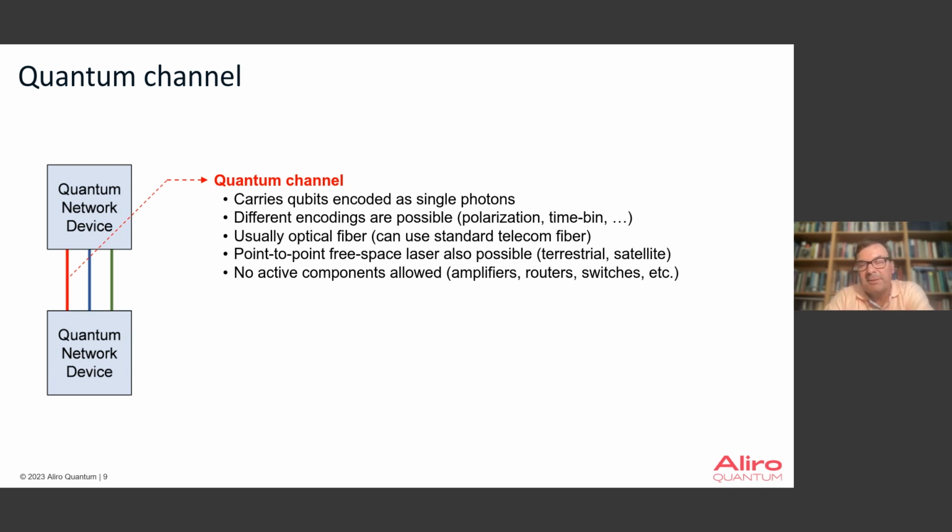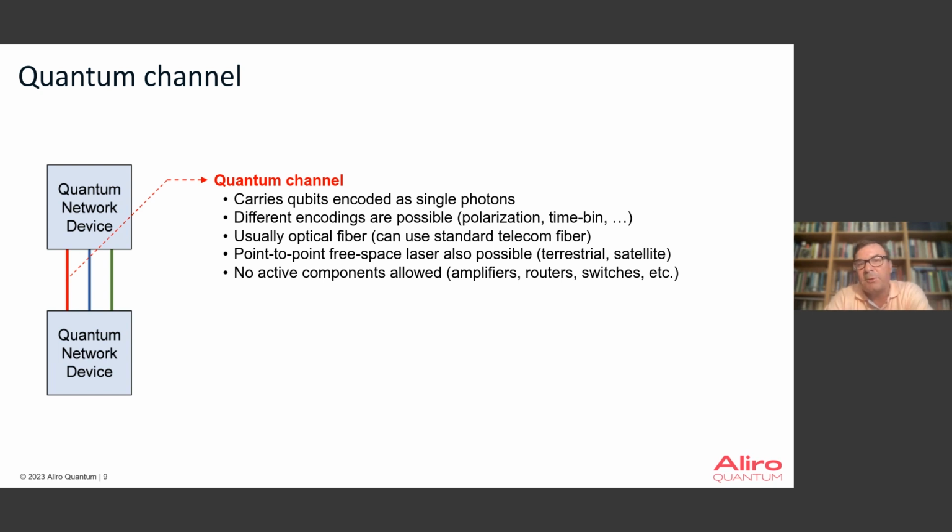That said, there are some specific requirements. The main requirement is that the optical path that is used for the quantum channel is not allowed to contain any active components, such as classical routers or classical switches, or even simple classical amplifiers. The technical reason for this is known as the no-cloning theorem. It is, however, allowed to include passive components, such as patch panels or layer 1 optical cross-connects.